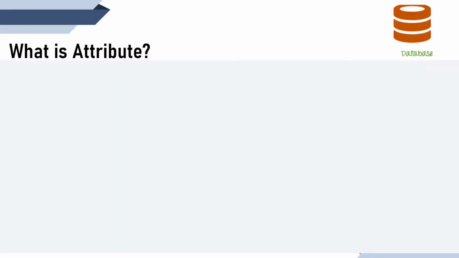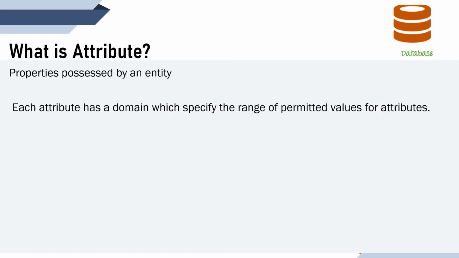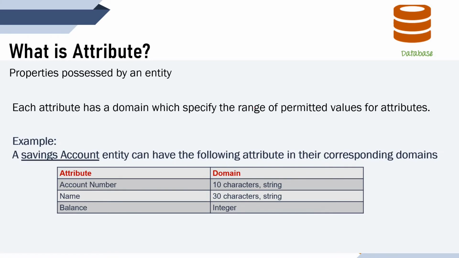Next is, what is attribute? Attribute is nothing but the properties possessed by an entity. And each attribute, remember, has a domain that specifies a range of permitted values. Domain means range of permitted values. Suppose I am taking a savings account entity because I want to keep information about the savings account of my customers. So savings account will have account number, which will be 10 characters in length, account name, account balance. These are attributes because these are the properties of that savings account.